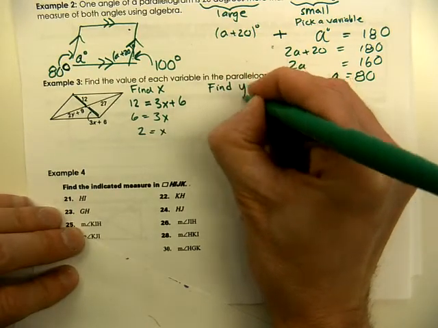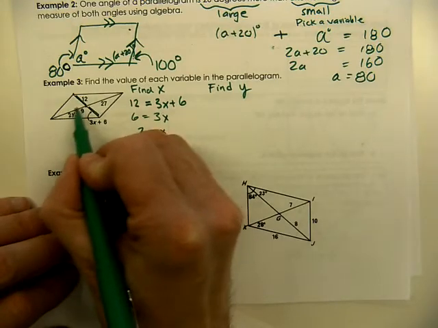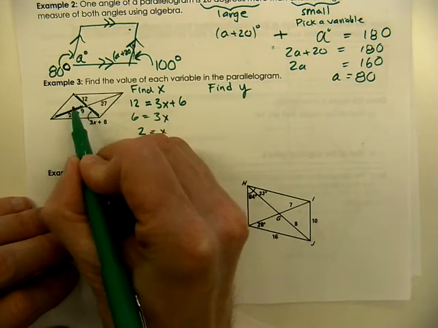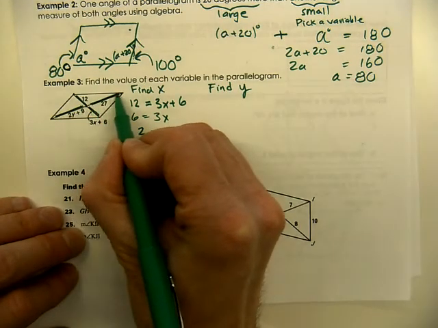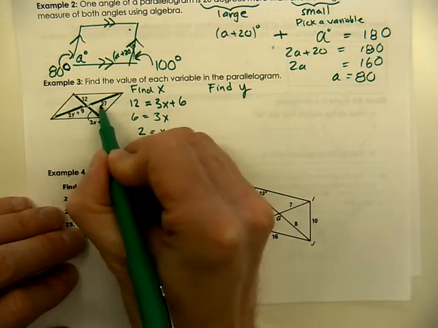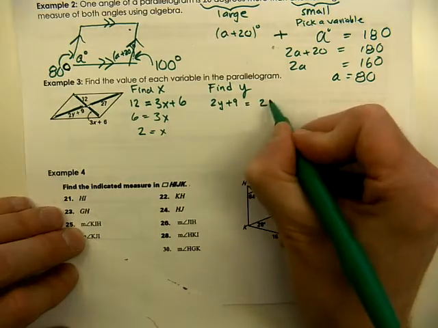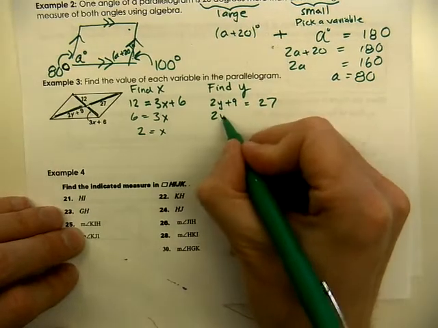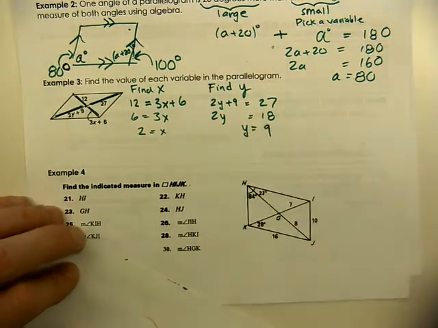To find the variable y, we have a very similar process. The 2y plus 9 is describing the length of this diagonal on the left-hand side. So because of the midpoint, we see that there are two congruent segments. We'll use the 2y plus 9 and the 27 to create our equation. 2y plus 9 equals 27. Subtract 9 from both sides, and then divide away the 2. And we get y is 9.